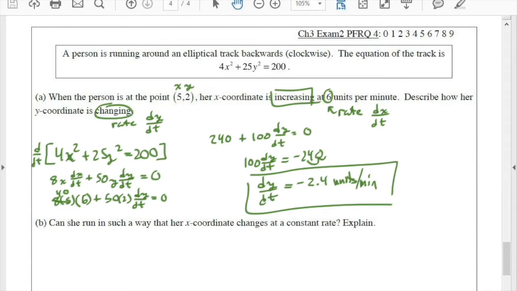Okay, so let's do letter B. It says, can she run in such a way that her x-coordinate changes at a constant rate? Now let's just think about this without math really quick. All right, let's say this is our ellipse. This is our track right here. Can she run in such a way that the x changes at a constant rate? Now think about this. What is constant right now? During this event, she's running. What is constant?